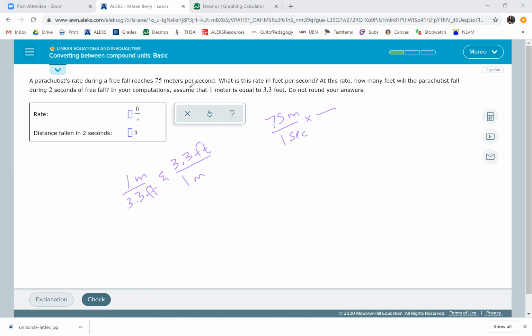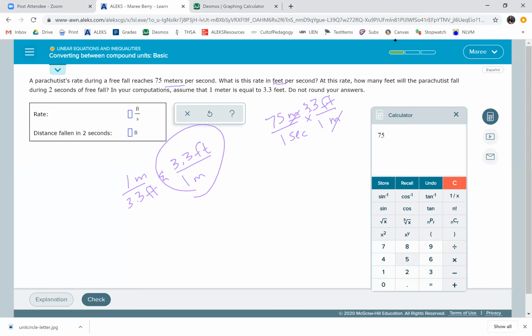So an M stands for meter, MIN stands for minute. So we're trying to change from meters to feet. So we want the meters to cancel. So we want them down here. So that's going to be the second one. That will cancel. We're left with feet per second, which is exactly what we want. So we're going to do 75 times 3.3 to get 247.5.